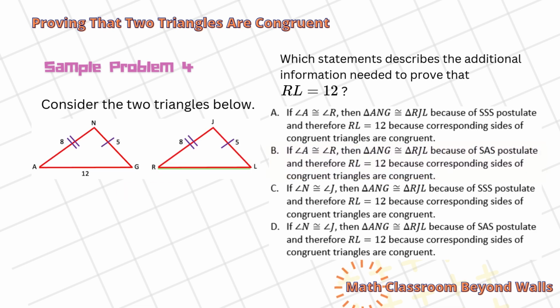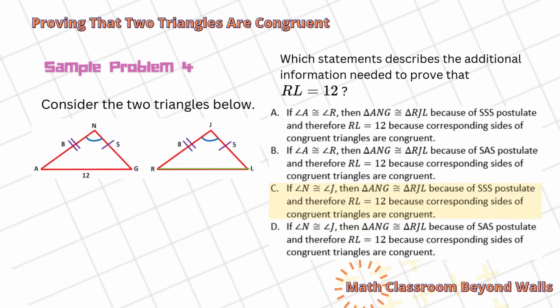Let us move on to option C. If angle N is congruent to angle J, then triangle ANG is congruent to triangle RJL because of SSS postulate, and therefore RL equals 12 because corresponding sides of congruent triangles are congruent. Let us add the information into our modified drawing.